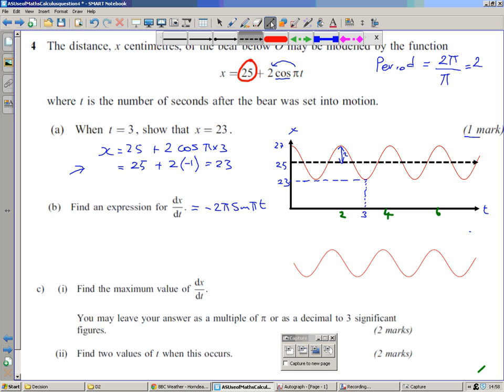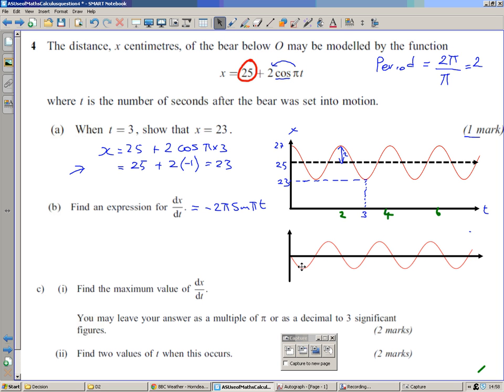This is our graph of dx by dt. Let's just fit it in. Okay, so that's our graph of dx by dt against t. Now notice that these points correspond to each other. For example, that 0 corresponds to the gradient of 0 there, which corresponds to dx by dt being 0, which of course makes sense.